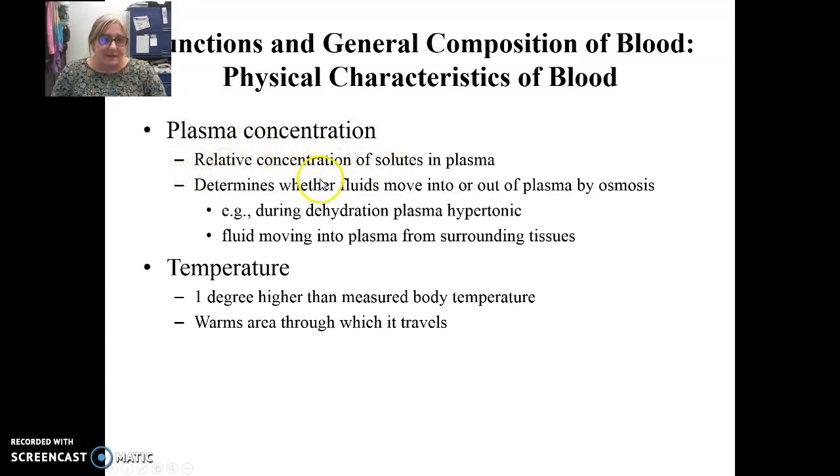Blood plasma is predominantly composed of water, and then it has some dissolved solutes in it. The solutes that are in the blood plasma are things like proteins, hormones, ions, sodium and chloride ions, as well as carbon dioxide and other molecules that dissolve in the blood plasma.